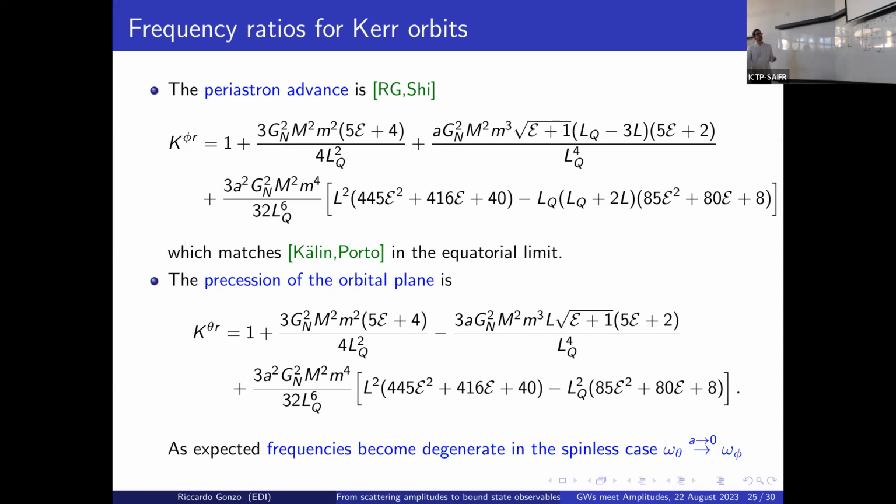As expected, the frequencies have to become degenerate. When you have circular motion, all the frequencies are degenerate. Now you have the equatorial plane; if you send a to 0, two frequencies are degenerate. So it makes sense that these things collapse into each other, the frequency ratio, as soon as you send a to 0. So that's some of the physics.